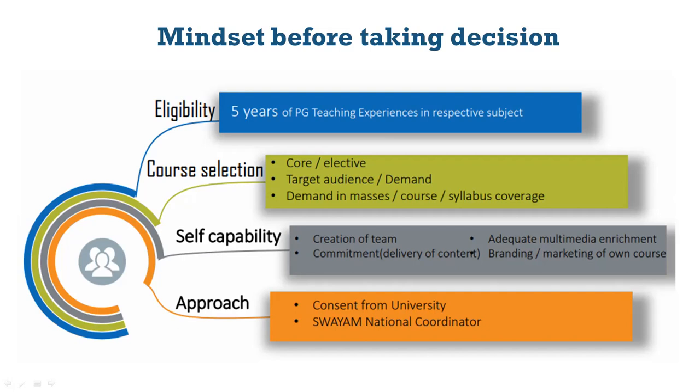Then you are eligible for developing MOOC courses. Then, also, for course selection, you decide whether you want to take a hardcore, an open elective, or maybe a softcore course. This is something you decide based on the curriculum in the particular course or program. You decide whether you want to develop a hardcore subject, a softcore subject, or an elective.